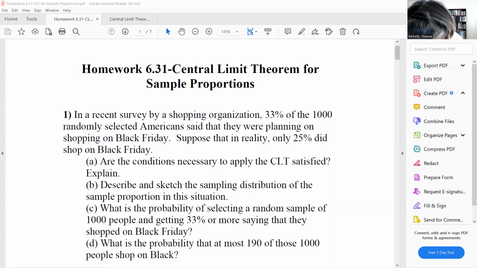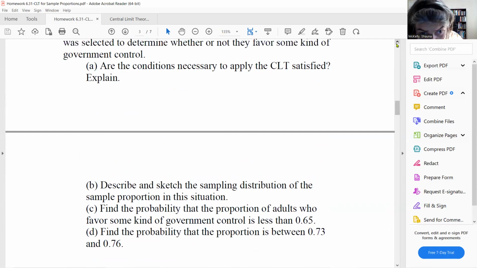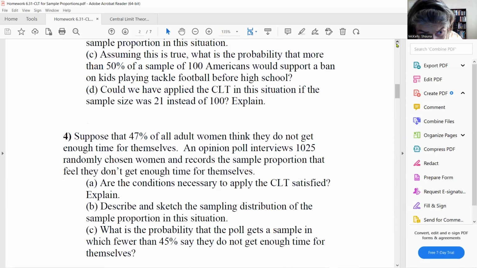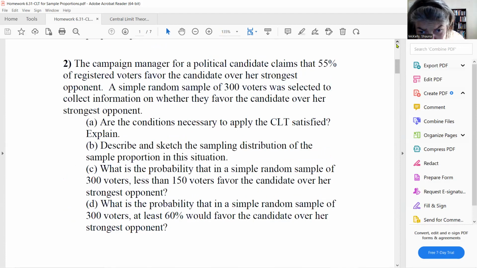Let's look this time at problem number 2 on your homework and see if we can make some headway with that. So we did problem 1 in the previous video. Problem 2 says, the campaign manager for a political candidate claims that 55% of registered voters favor the candidate over her strongest opponent. So we have 55% favor the candidate, okay?